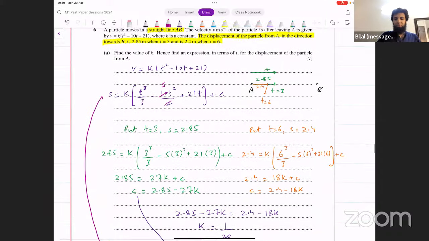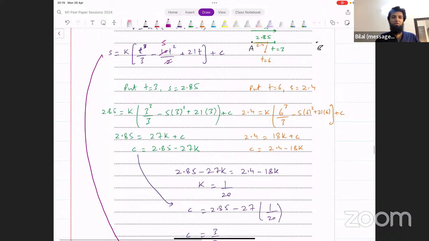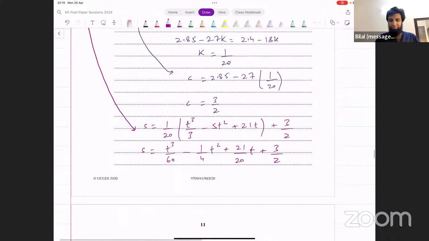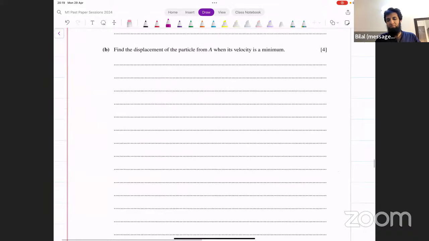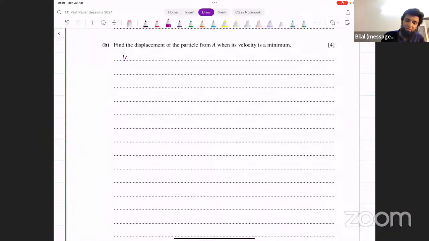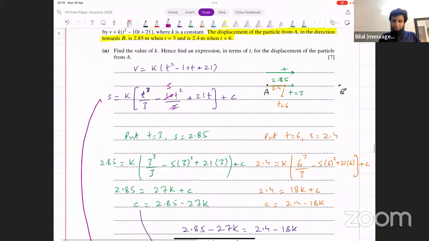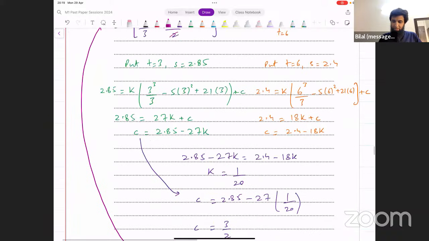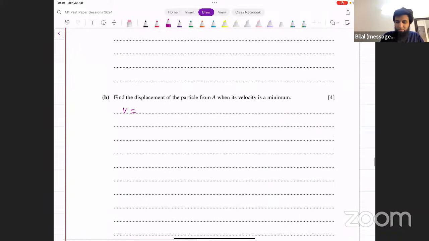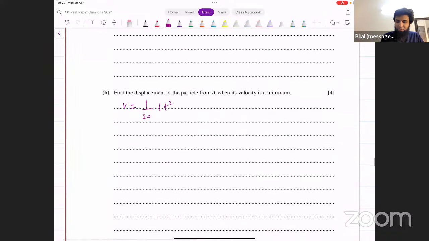So you just find the displacement function by integrating. You have two unknowns, k and c. You have 2 points given. You use those 2 points to find the values of k and c. Okay, now it says find the displacement of the particle from A when its velocity is a minimum. So we've got a velocity function and the displacement function. The velocity function looks like this. Now that we know the value of k is 1 over 20, the velocity function can be written as 1 over 20 into t squared minus 10t plus 21.